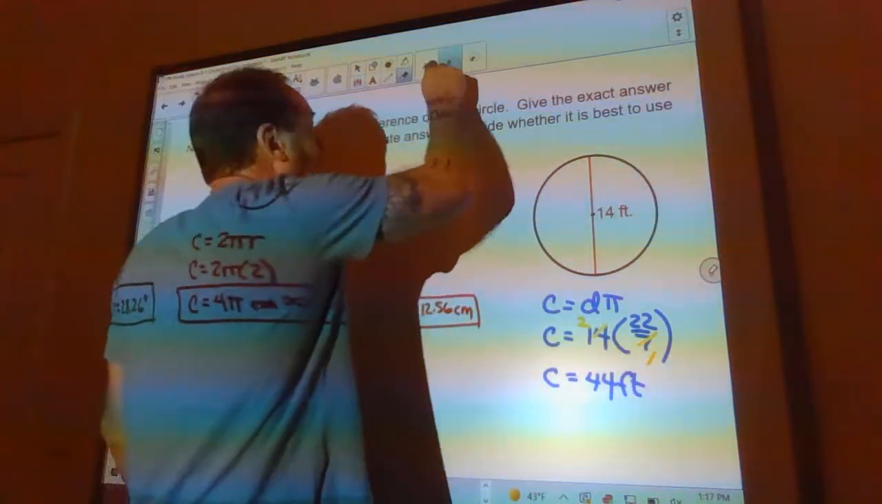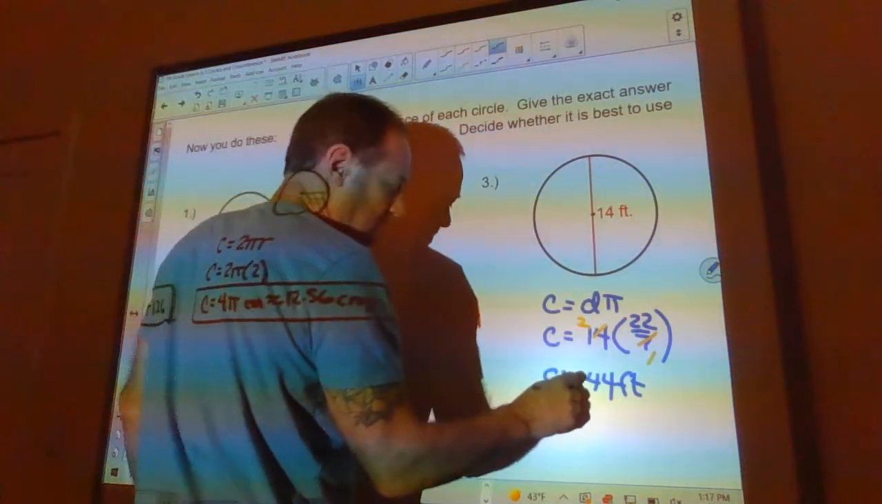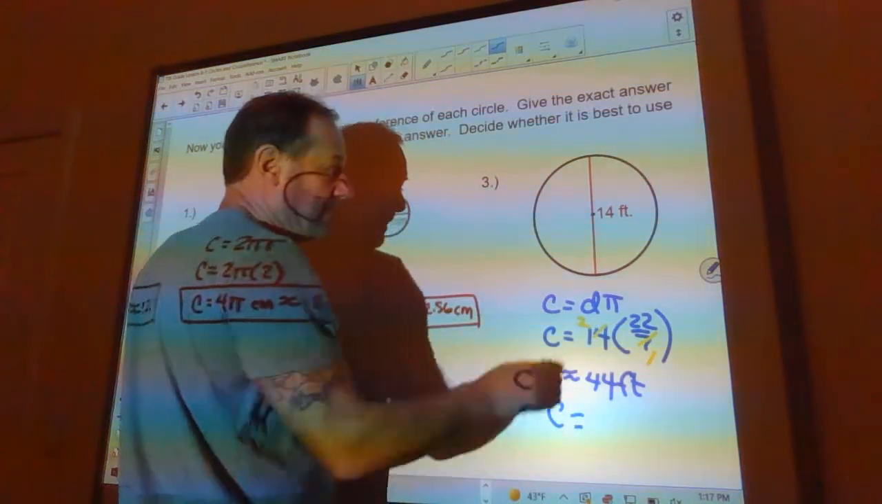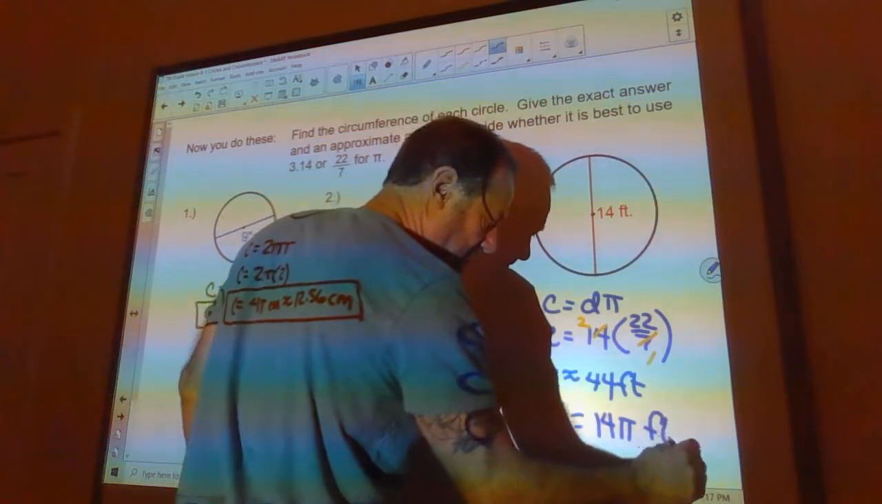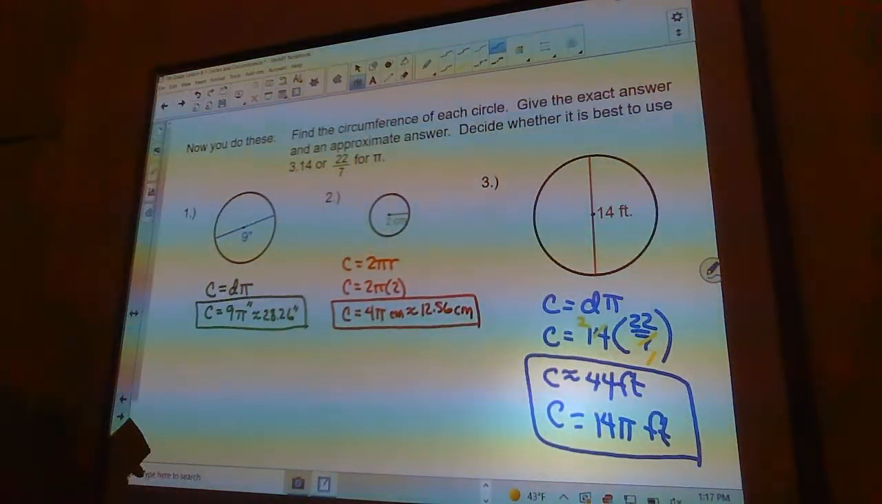This is approximate because I used 22 over 7. Now, if I wanted the exact value, that would be the diameter times pi, it'd just be 14 pi feet. Okay, so hopefully you got all those.